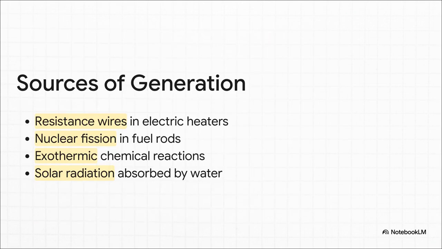Those glowing red coils in your toaster, that's just electrical resistance creating heat. The immense power coming from a nuclear reactor, that's heat generation from nuclear fission. It can even be something as simple as sunlight being absorbed by a lake, warming it from within.